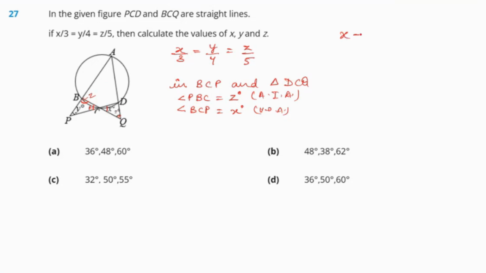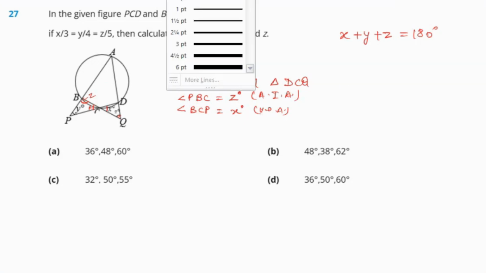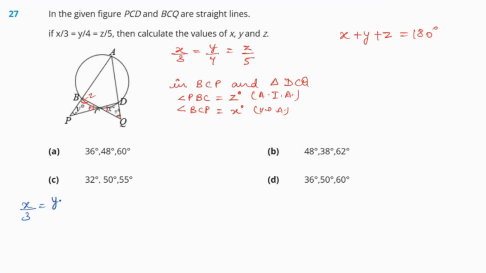Okay, so the sum of x plus y plus z needs to be equal to what? 180 degree. Because these are the angles of the triangle, that should equal 180 degree. And according to the question, what is given to us is x by 3 is equal to y by 4. So we can take the value of x as y by 4 times 3, which is 3y by 4. And here again y by 4 is equal to z by 5. So we can take the value of z as 5y by 4.